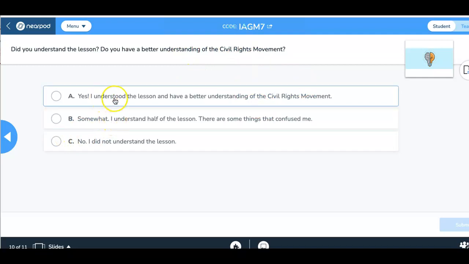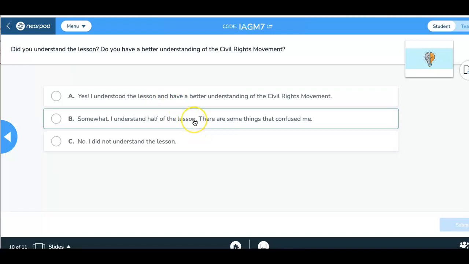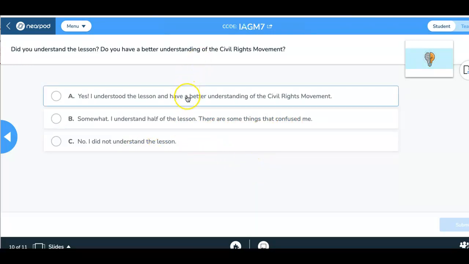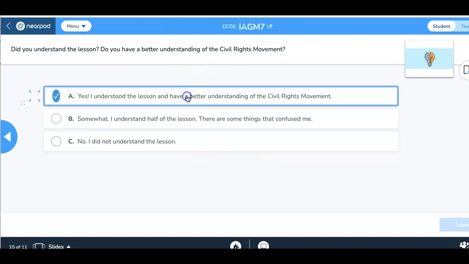So A would be, yes, I understand the lesson and have a better understanding of the civil rights movement. B, somewhat. I understand half of the lesson. There are some things that confuse me. And C, no, I did not understand the lesson. So hopefully most of the students will say yes.